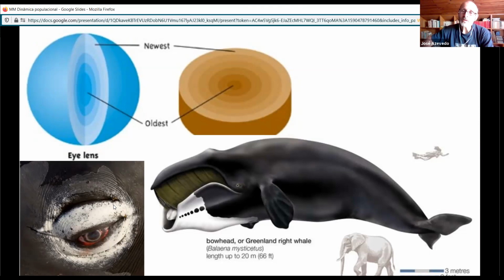And so it's possible that the age estimates that we have for other whales are also undervalued, and that whales can live certainly up to 100 years and maybe more.